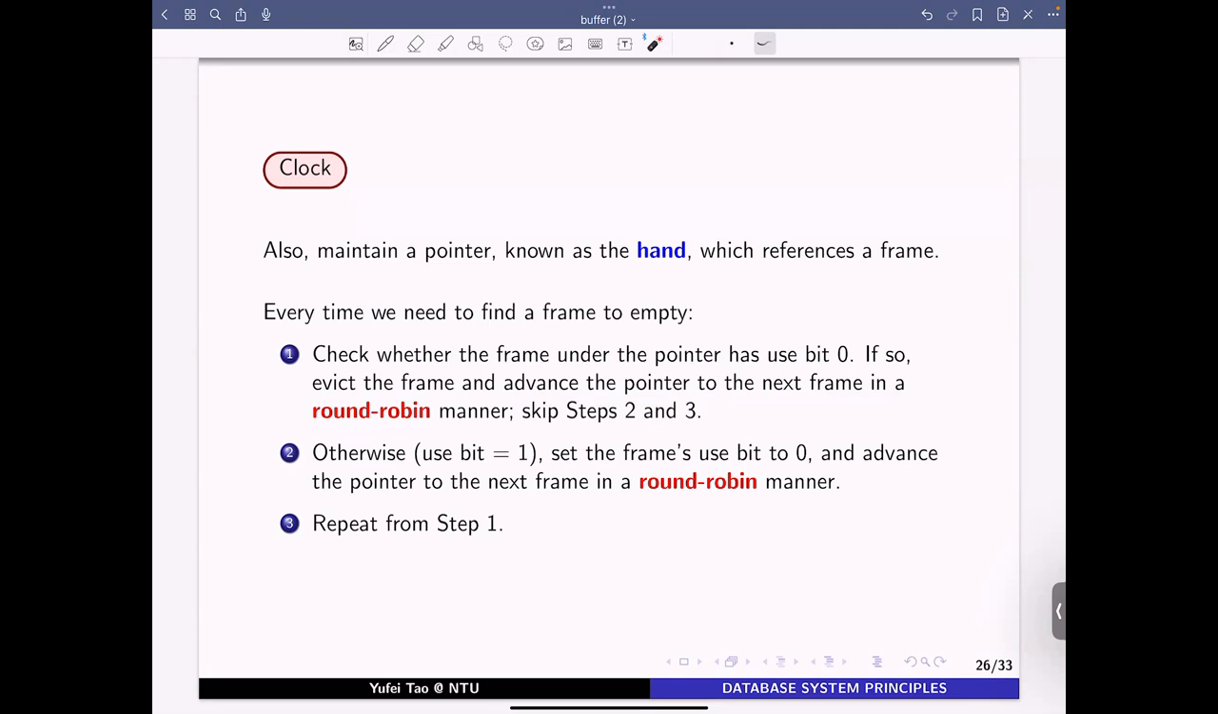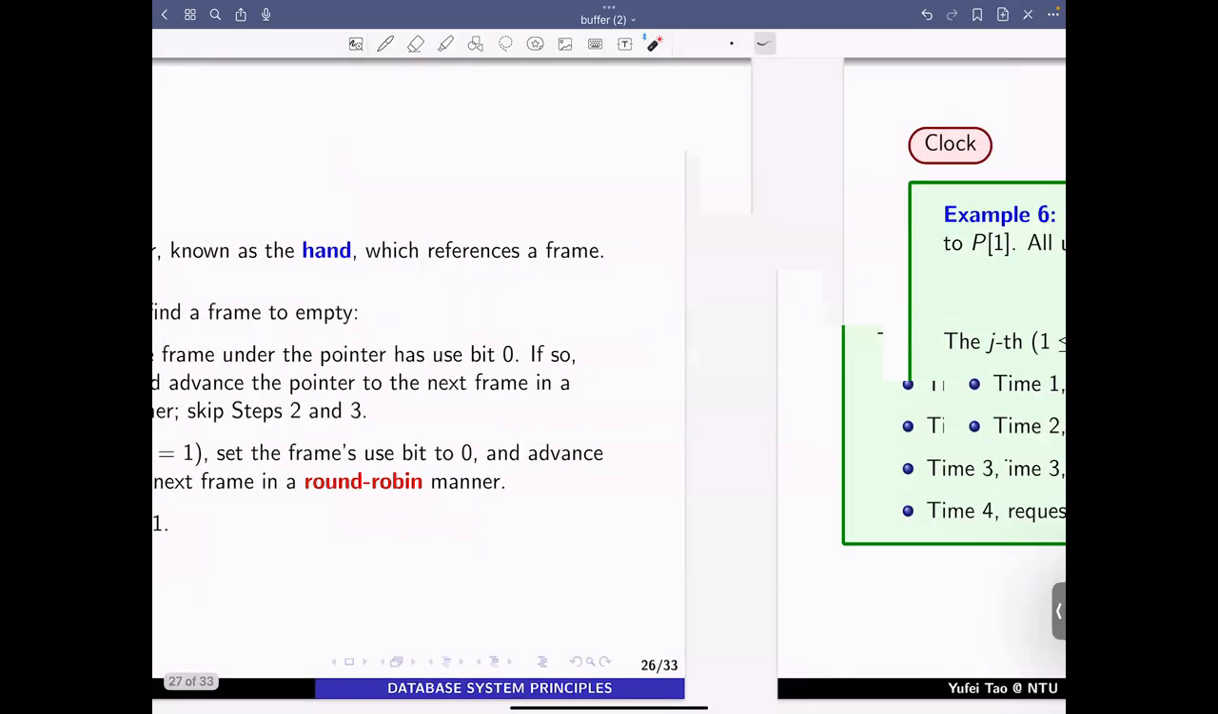If the use bit is not 0, then it's 1. In this case, you basically give the frame a second chance. You say, okay, this time I'm not going to remove you. But if I come back to you and you still have not been accessed, then I'll remove you. That's basically the idea. So you reset the frame's use bit to 0, and then you advance the pointer to the next frame in a round robin manner. And then you go back to the check. So you already know the algorithm.